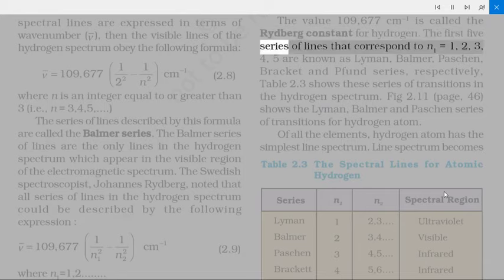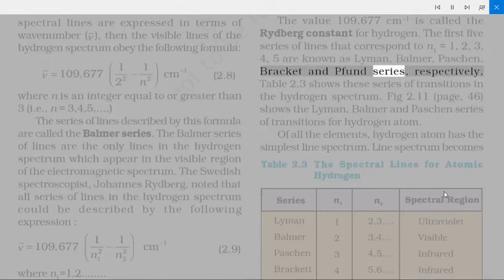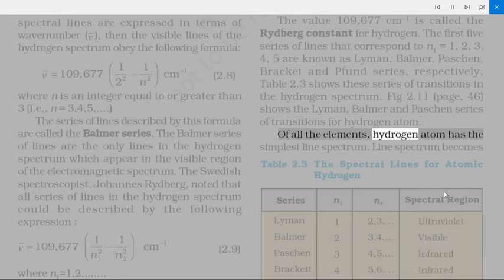The first five series of lines that correspond to n1 = 1, 2, 3, 4, 5 are known as Lyman, Balmer, Paschen, Brackett and Pfund series, respectively. Table 2.3 shows these series of transitions in the hydrogen spectrum. Fig. 2.11, page 46, shows the Lyman, Balmer and Paschen series of transitions for hydrogen atom. Of all the elements, hydrogen atom has the simplest line spectrum.